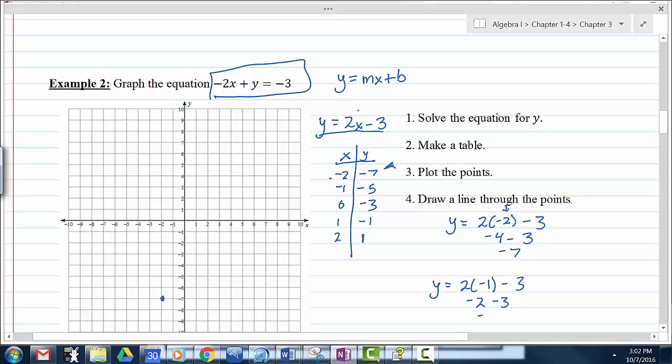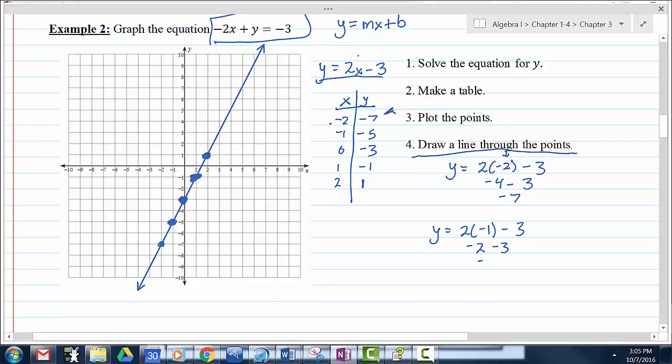Notice that they go in a straight line. When I plot the points and draw a line through them, like so, there's a line that goes straight through those points. And each one of these points represents a solution. Each of these points is a solution to this equation.